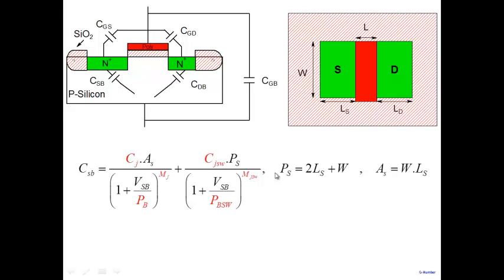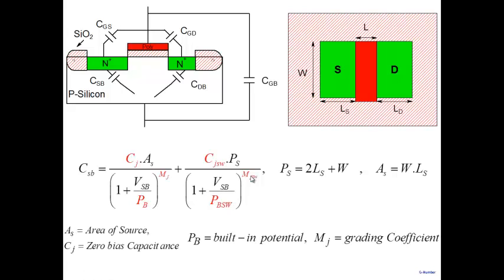And similarly, CJSW refers to the side wall. Side wall meaning, referring to these walls, the edges here. So CJSW, the built-in voltage associated with the side walls here, and the grading coefficient associated with side walls. These are just parameters that are given, MJSW, CJSW, and all that. And therefore, if you know the source to body voltage, you can calculate the capacitance, provided you know the area and you know the perimeter.